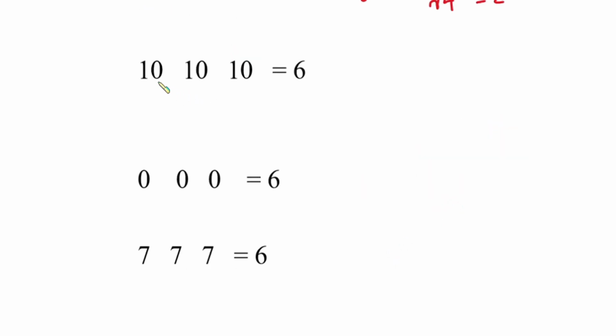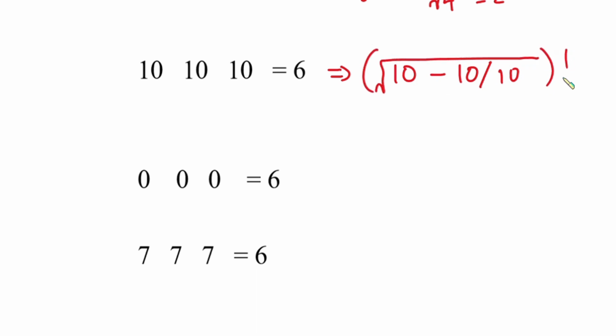Then the next one, we have 10, 10, 10. We can write this one as 10 minus 10 divided by 10. Then square roots. And lastly, put them in parentheses, factorial. We have 10 divided by 10 is 1, 10 minus 1 is 9, so we have square root of 9, then factorial. Square root of 9 is 3, so we're going to have 3 factorial, which is equal to 6. And this is awesome.